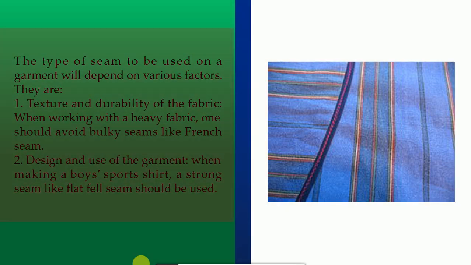The type of seam to be used on a garment will depend on various factors. They are: 1. Texture and durability of the fabric. When working with a heavy fabric, one should avoid bulky seams like French seam. 2. Design and use of the garment. When making a boy's sports shirt, a strong seam like flat fell seam should be used.